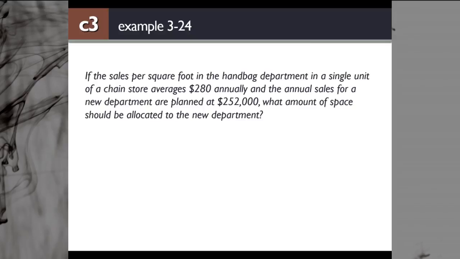So if the sales per square foot in the handbag department in a single unit of a chain store averages $280 annually, and the annual sales for a new department are planned at $252,000, then what amount of space should be allocated to the new department? Once again, if you think about this situation, that's going to help you. So just think about that.